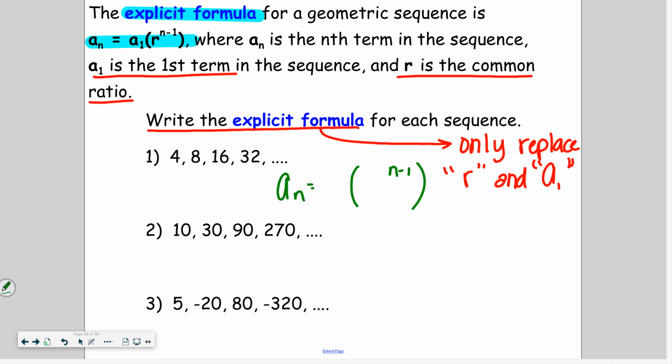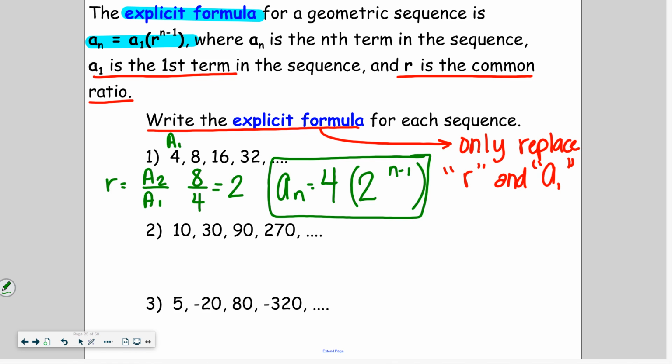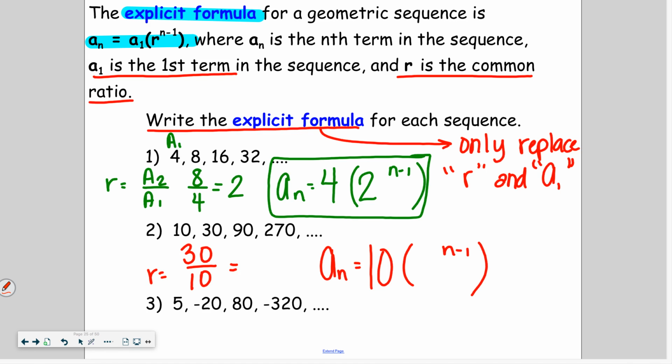And then we're going to find this. So if we look at the sequence, a sub 1 is always our first term. So 4 goes there. And then we've got to find R. Remember, R is a sub 2 divided by a sub 1. So if we do that, that is 8 divided by 4, which is 2. And there is your answer. All right, let's try the next one. A sub n is equal to n minus 1. Our first term is 10. So that goes first, and then we need to find r. So r is equal to 30 divided by 10, which is 3. There you go.